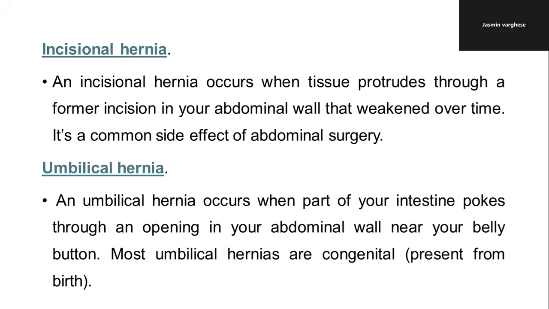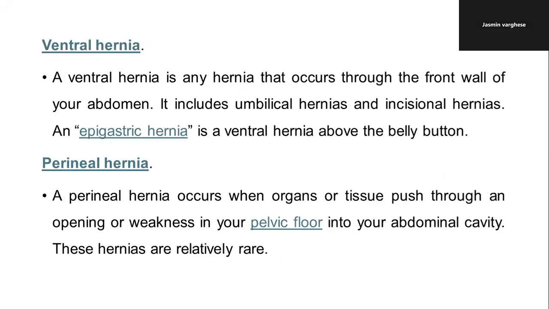Next is umbilical hernia. An umbilical hernia occurs when part of your intestine pokes through an opening in your abdominal wall near your belly button, or umbilicus. Most umbilical hernias are congenital, meaning present from birth. Ventral hernia. A ventral hernia is any hernia that occurs through the front wall of your abdomen. It includes umbilical hernias and incisional hernias. Last one is perineal hernia. A perineal hernia occurs when organs or tissue push through an opening or weakness in your pelvic floor into your abdominal cavity. These hernias are relatively rare.